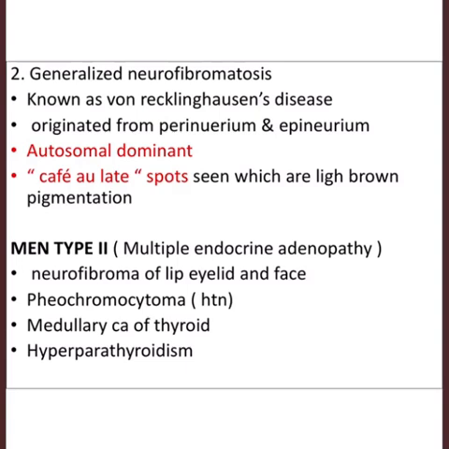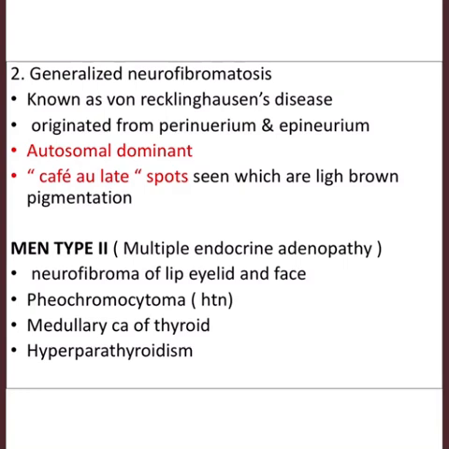Generalized neurofibromatosis or neurofibroma, also known as von Recklinghausen disease. It originates from the perineurium or epineurium of the nerves. It's an autosomal dominant condition. Café-au-lait spots are seen, which are light brown in pigmentation. Just look at a picture of generalized neurofibromatosis or von Recklinghausen disease on Google. You will never forget it.